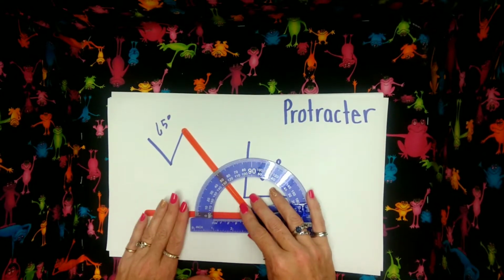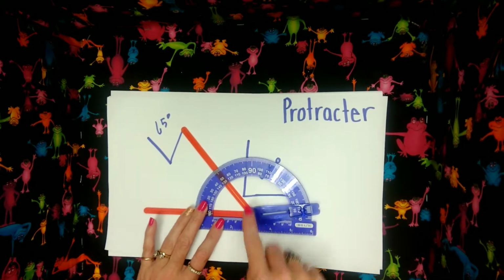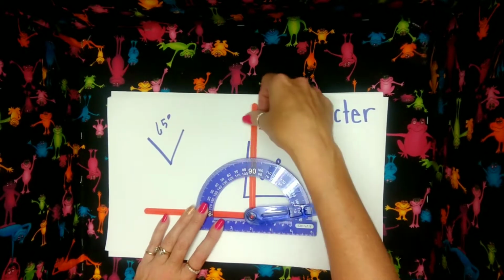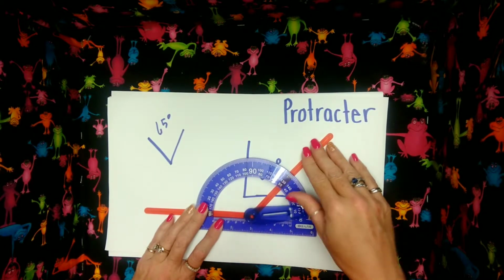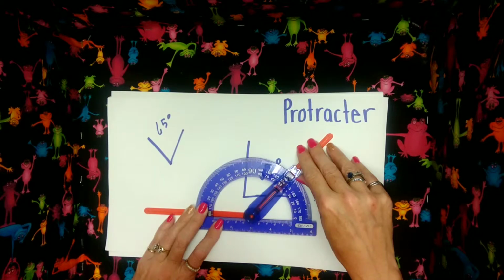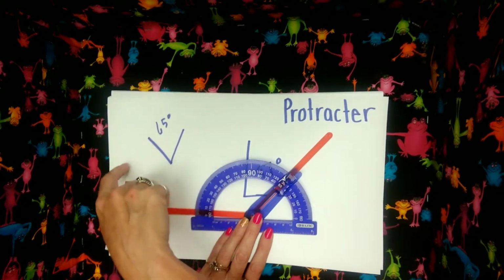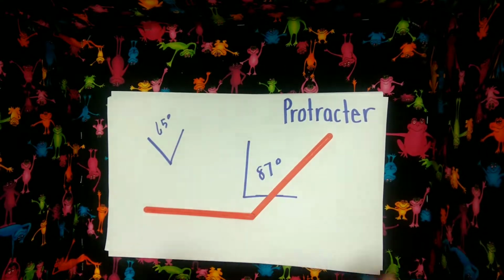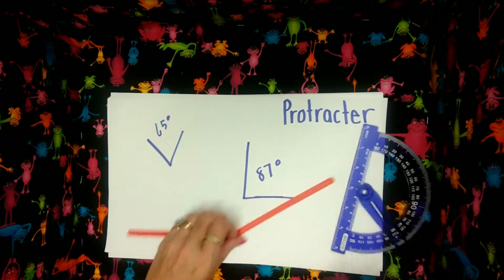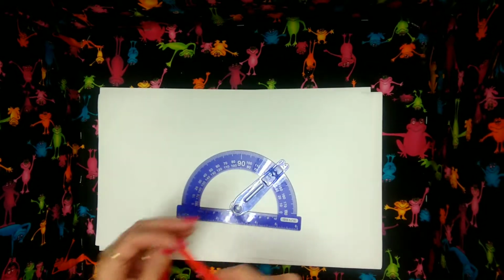Again, I line up, put my vertex on the little bumper right there in the circle. Let's say I wanted to make an angle that was 132 degrees. Remember, I am using the top number since the open part is facing to the left. So 0 to 132 is right here, and that is my obtuse angle of 132 degrees. Let me turn this over so I don't have to look at that.